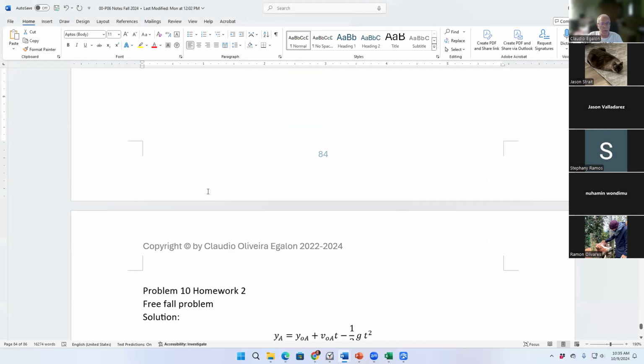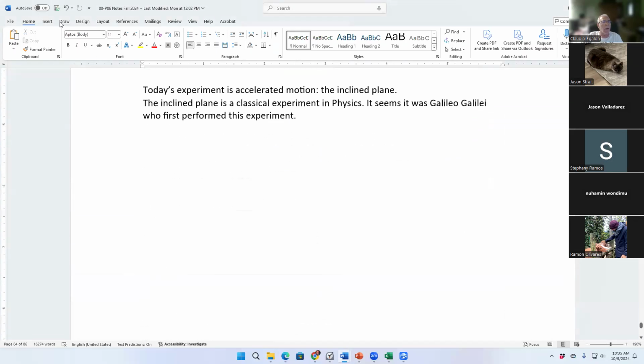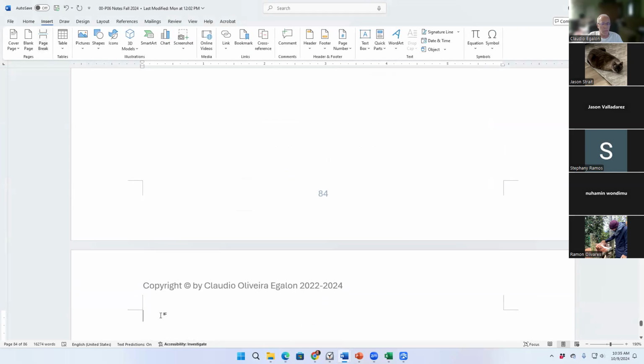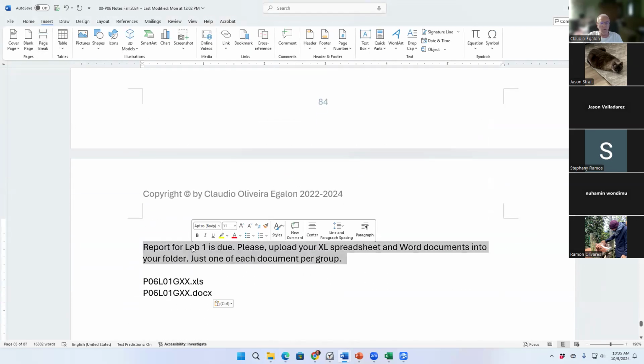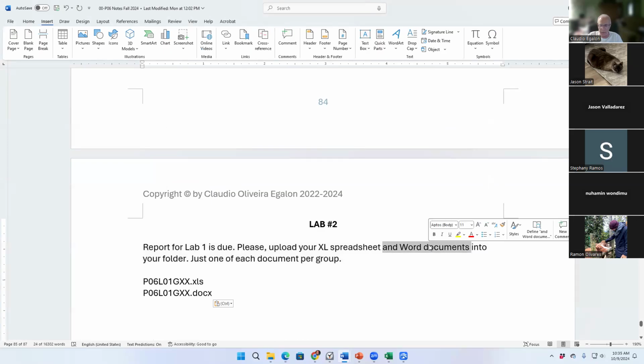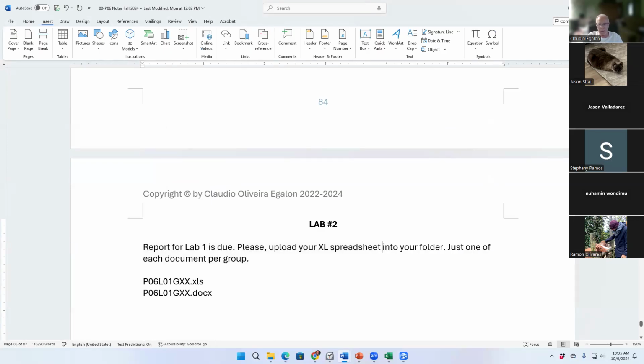Just a reminder. Here we go. Report for lab 1 is due, right? Please upload your Excel spreadsheet, not the Word document yet. We're going to do that later on into your group folder. Just one spreadsheet per group.